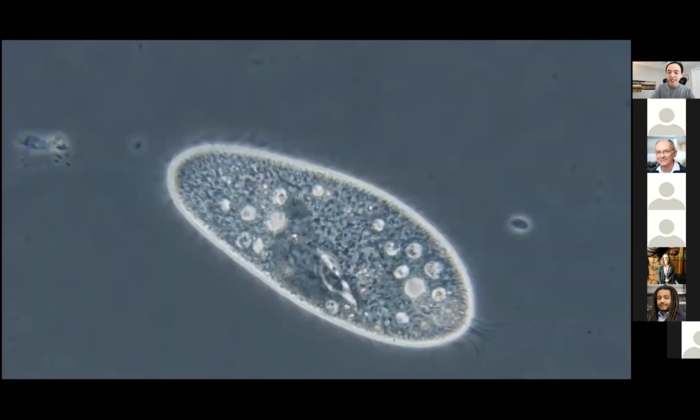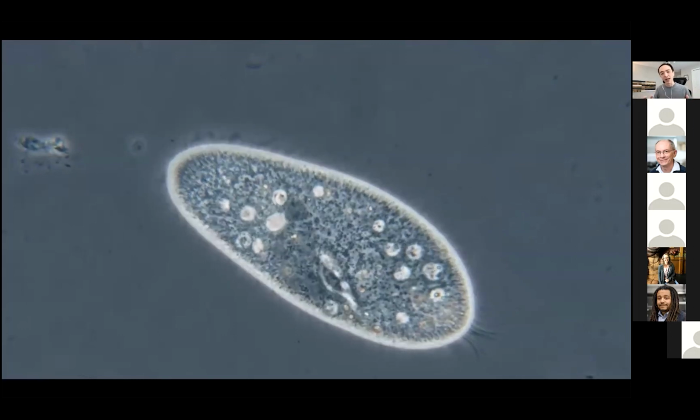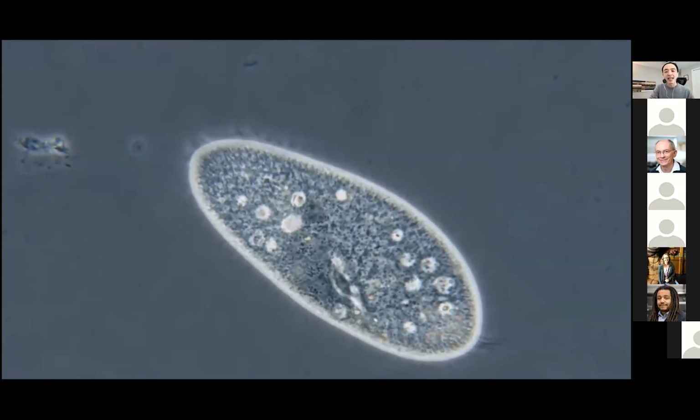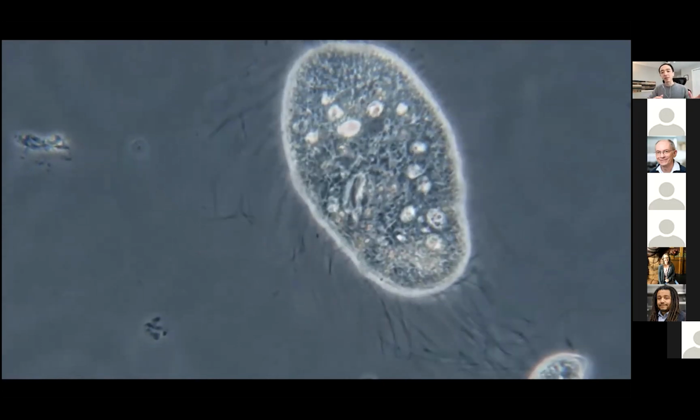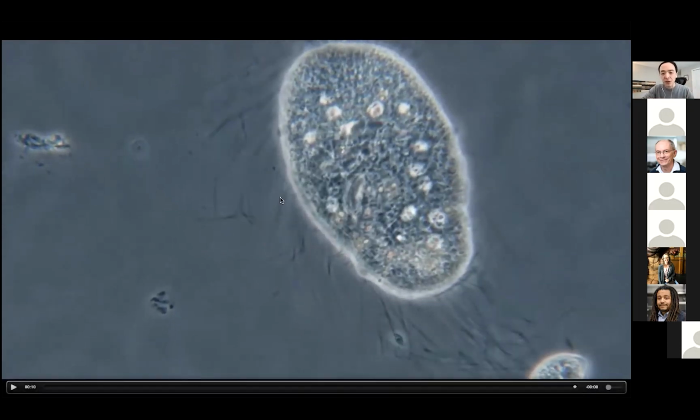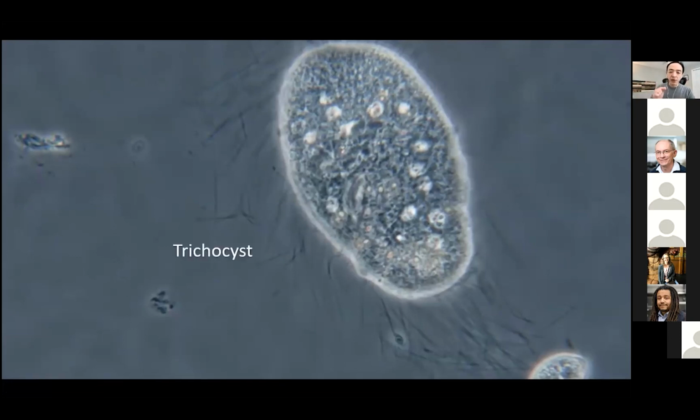A ciliate is a single-cell organism. They like to swim in solution using a lot of cilia. Normally they just chill in solution, but upon some specific stimulation, they will shoot out crystalline needles, likely for self-defense. Those needles are called trichocysts.